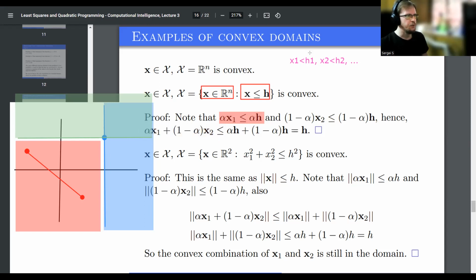So first I start by multiplying x1 less than h by alpha. Good. Then I multiply x2 less than h by 1 minus alpha. I can do that. I multiply on both sides. Nothing happens. Those are positive coefficients. So the inequality doesn't flip.